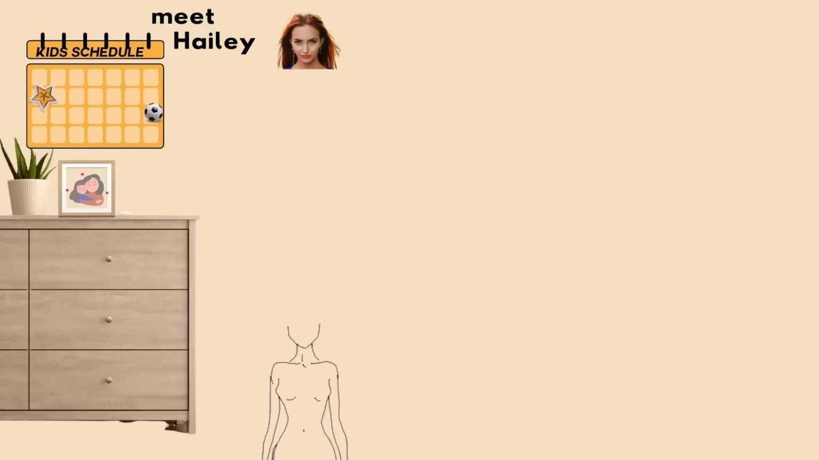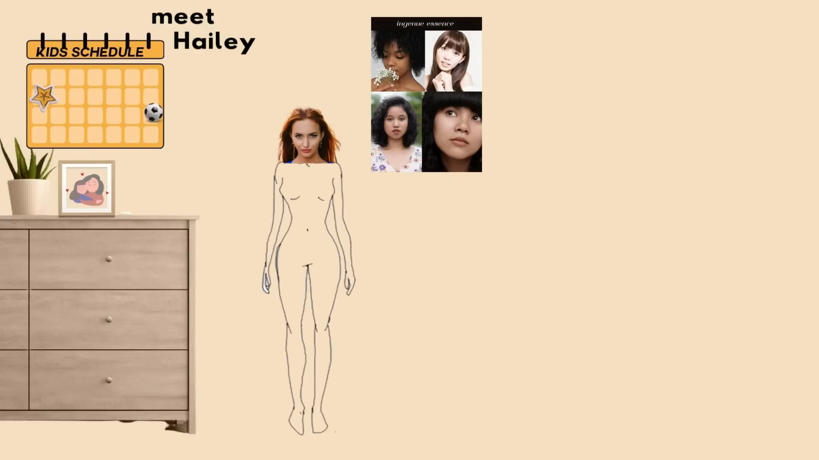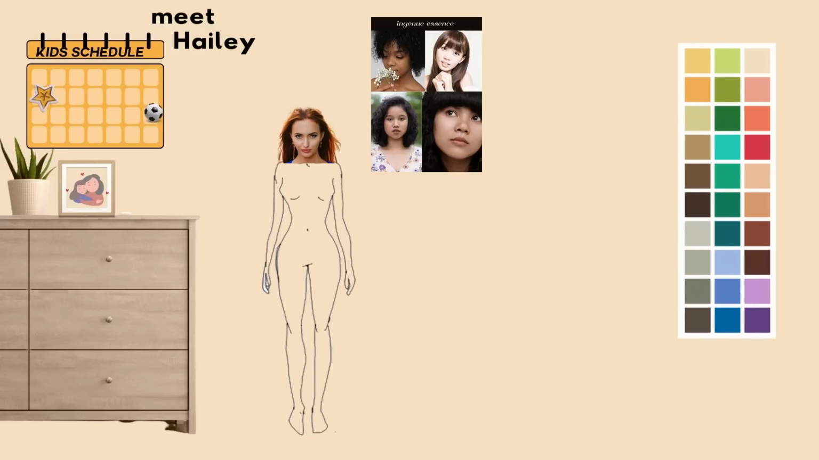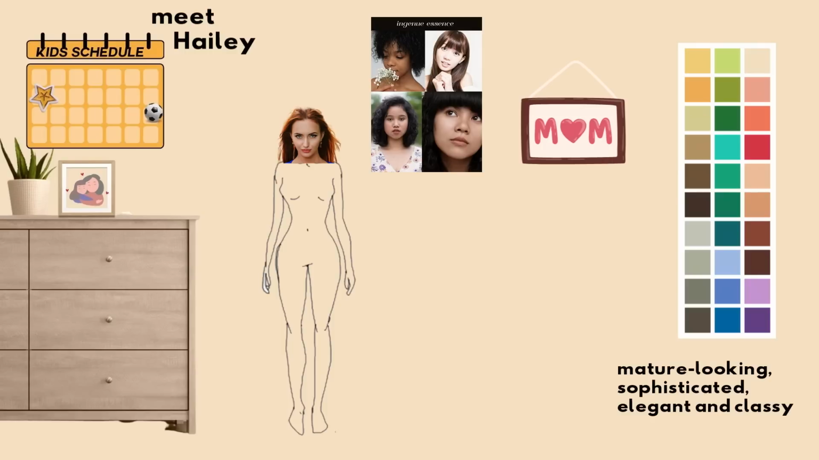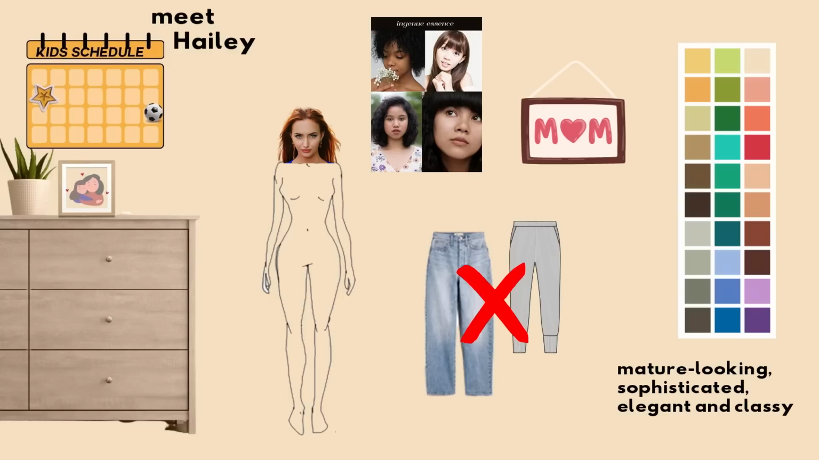Meet Haley. She's a Kibbe theatrical romantic with an ingenue essence and a warm, true spring color palette. She's a mom and a constant cheerleader to her kid, and desires to look mature-looking, sophisticated, elegant, and classy. She's not a jeans or comfy loungewear type when she's outside the house. Let's build her a day out look.